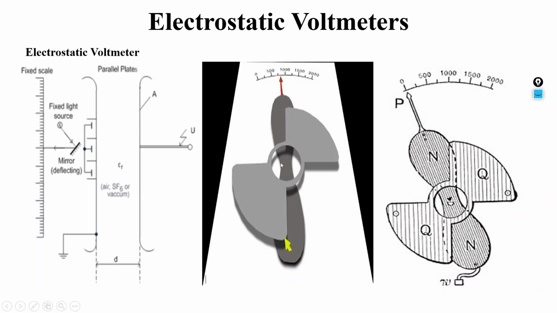So this is the one which we have seen, that is the Abraham voltmeter, where the moving mechanism is there. The same moving mechanism type of voltmeter is shown in the third figure.